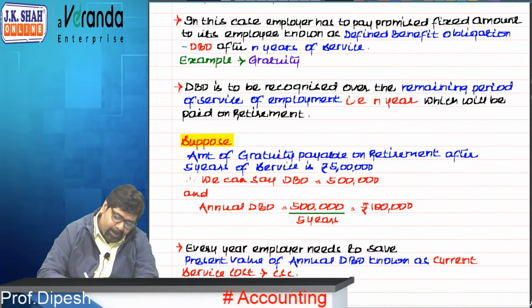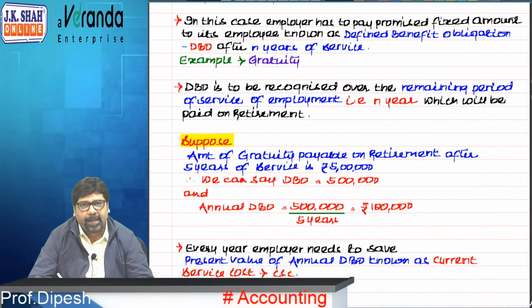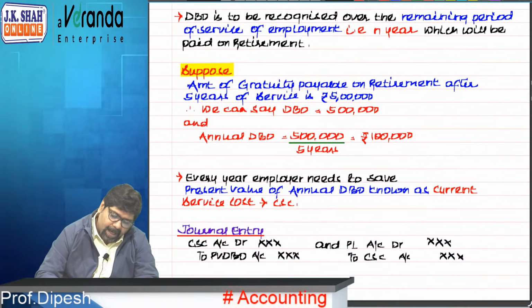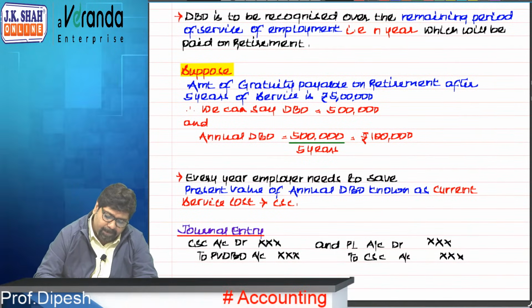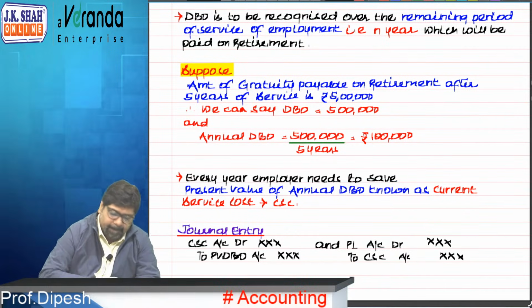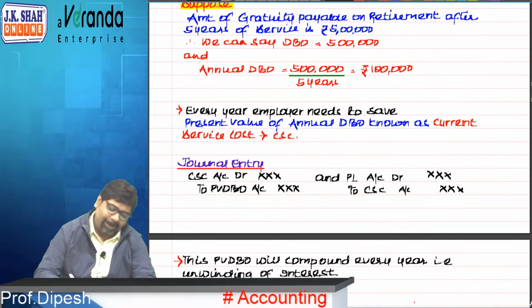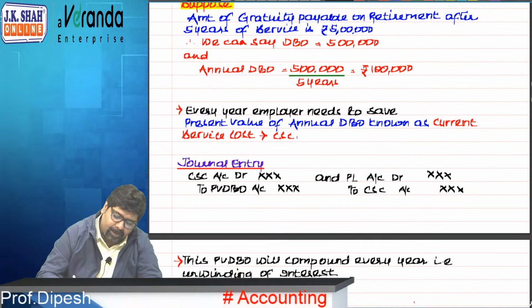So annual DBO will become 5 lakhs divided by 5 years, 1 lakh. But am I supposed to save 1 lakh every year? No, the present value of 1 lakh. Every year, the employer needs to save the present value of annual DBO, known as current service cost. Present value of 1 lakh. Correct? So, how much am I supposed to save? CSC.